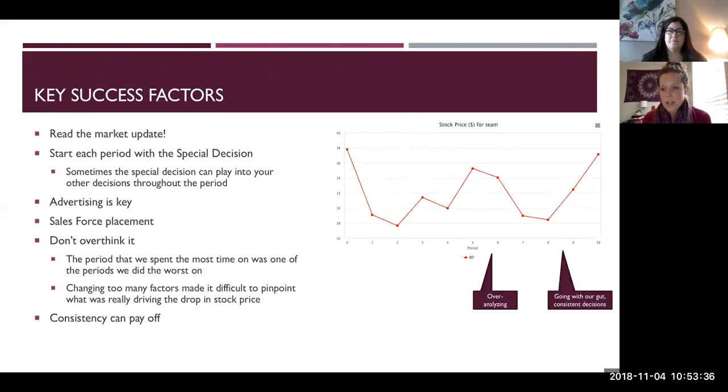So finally, in periods 8, 9, and 10, we decided to go more with our instinct, stick to our strategy, and try to remain consistent, and that led to much better results. And that also ties into my last bullet point, that consistency can pay off. Don't change too many things, because then that mixed with the external factors, you just really can't figure out what's quite going on.